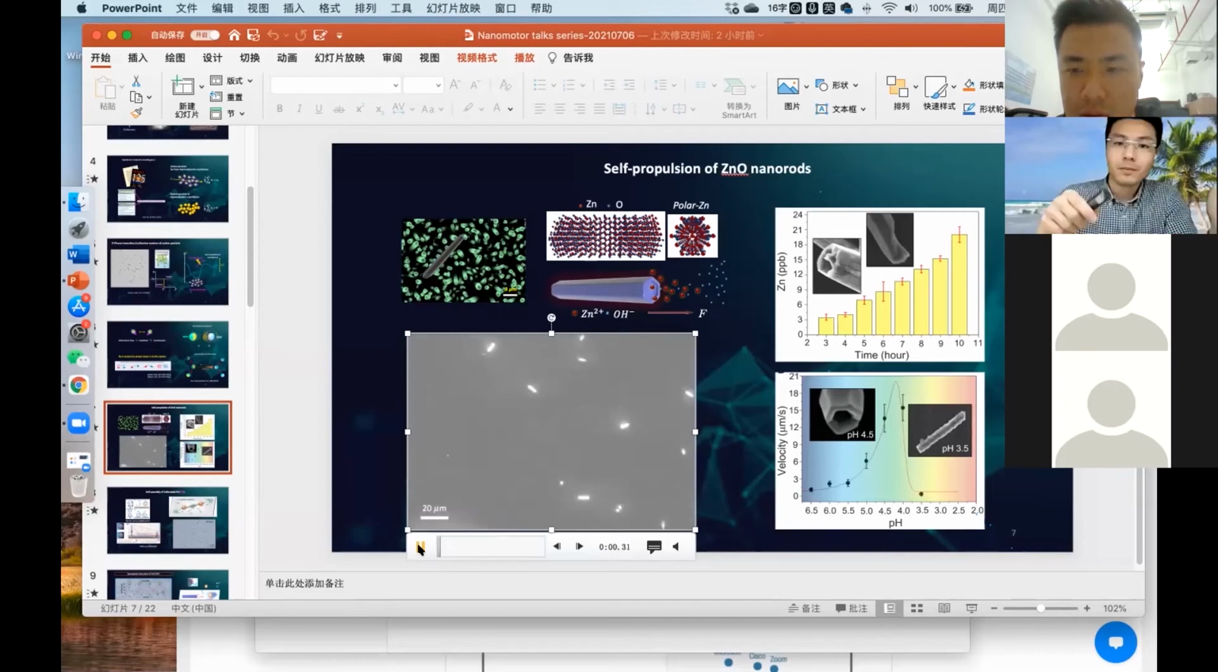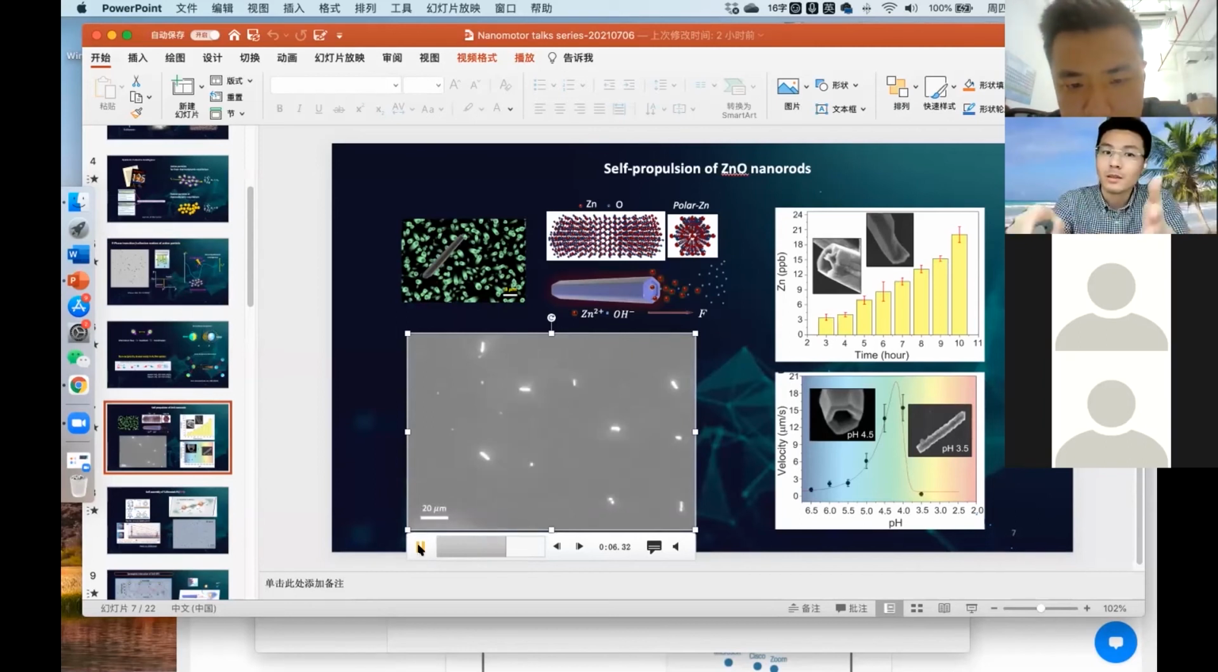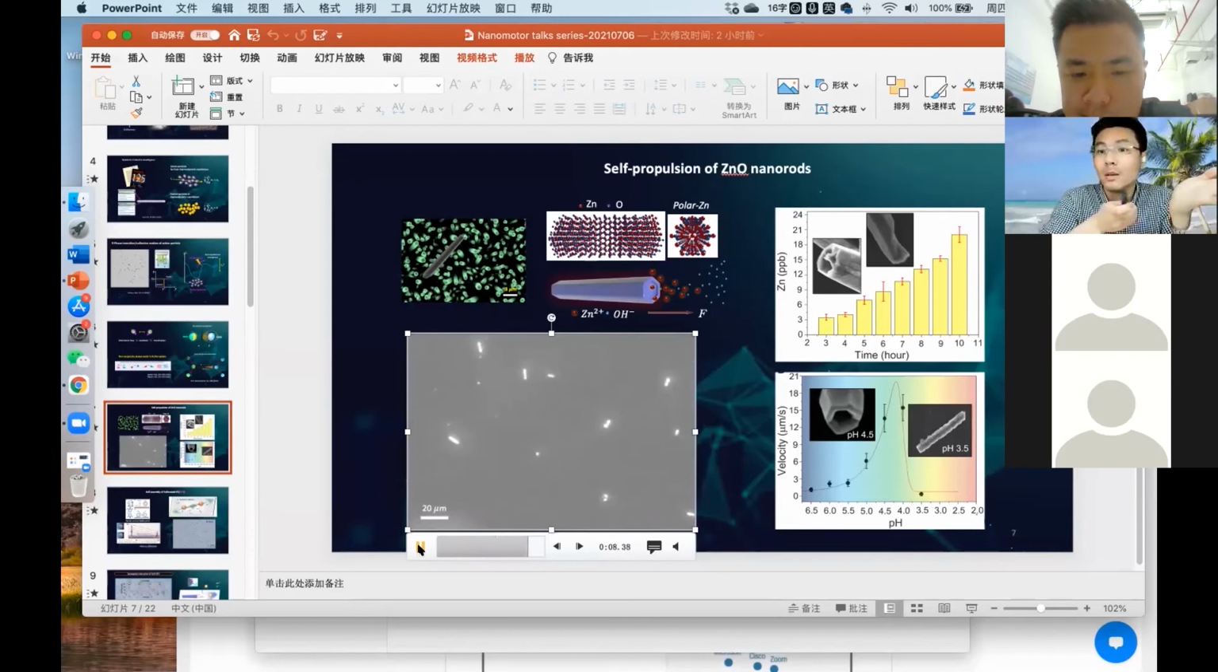However, when we prepare the zinc oxide nanorods, there are always some defects on the surface of those nanorods. Those defects can offer additional dissolution sites, so during the propulsion they can offer a rotational torque and rotate the nanorod. That's why some nanorods go along a linear trajectory, and some nanorods have a rotational trajectory. Thank you very much.